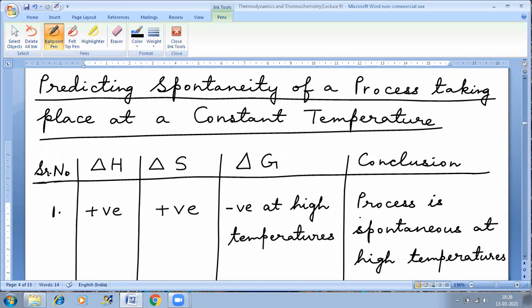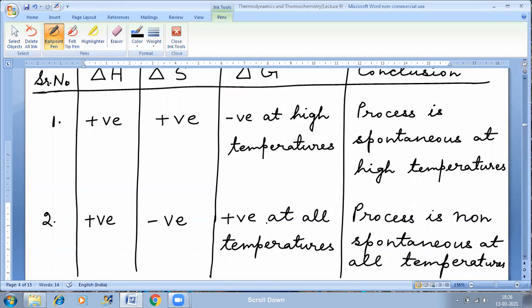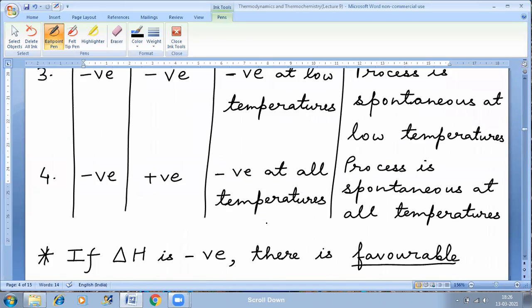If I want it to happen at a particular temperature, then I should know whether the reaction is spontaneous or not. If I want to find out the spontaneity or the temperature at which the reaction becomes spontaneous, then I can use the value of delta G. So how do we arrive at this table? So let's see that.